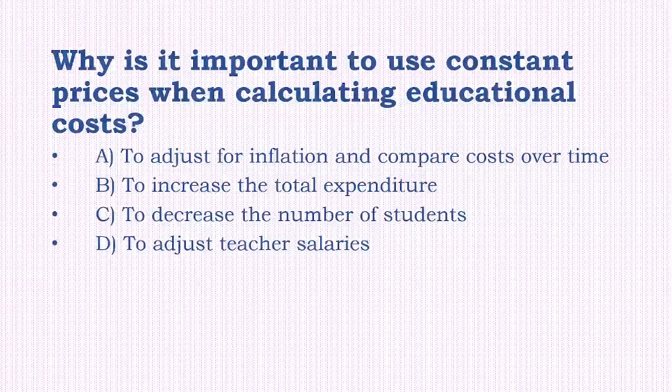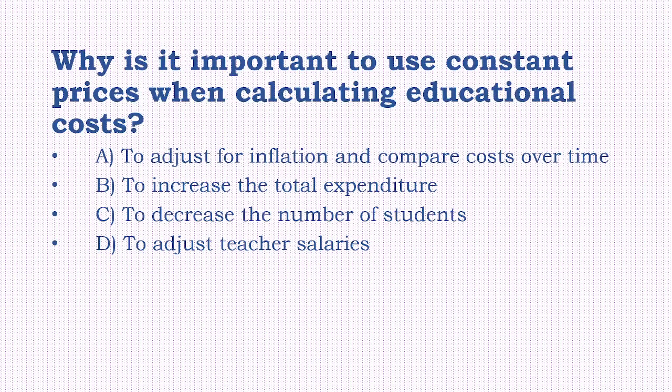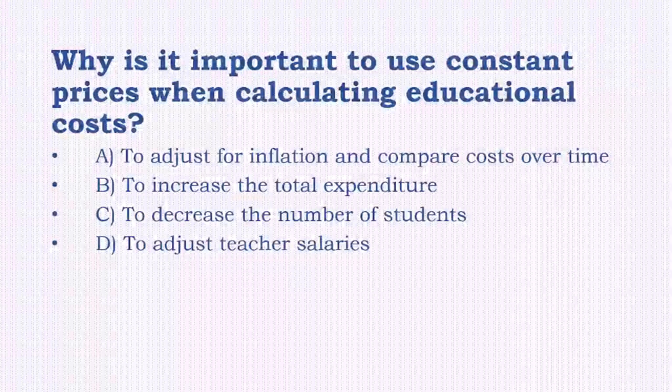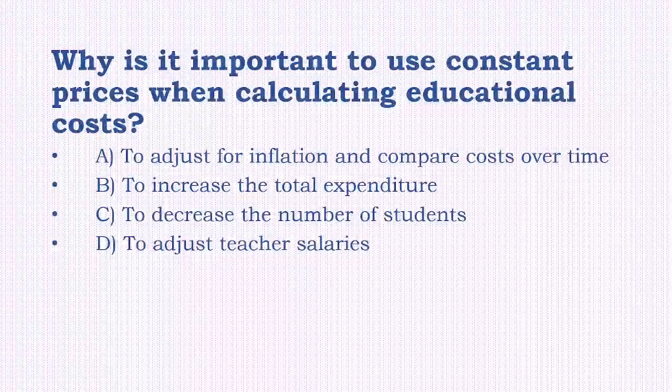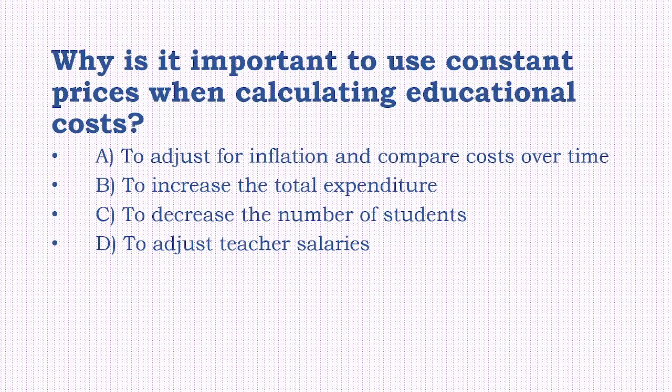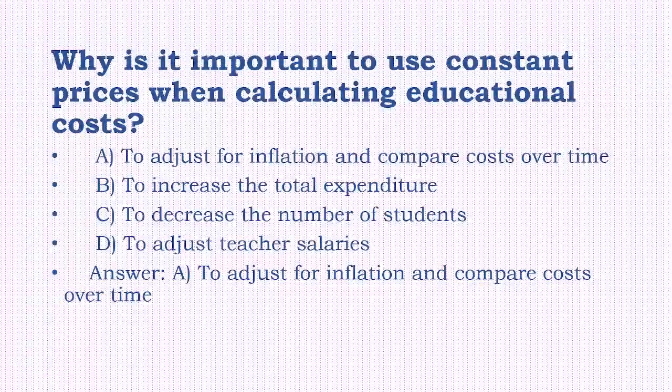Next question: why is it important to use constant prices when calculating educational cost? Options: to adjust for inflation and compare cost over time, to increase the total expenditure, to decrease the number of students, to adjust teacher salaries. Answer of this question is option A, that is to adjust for inflation and compare cost over time.